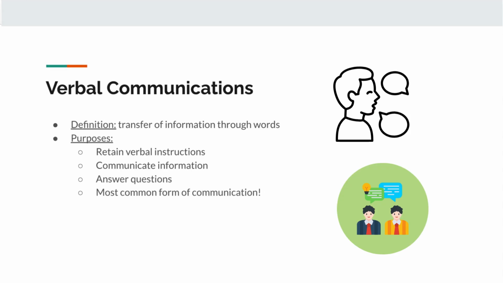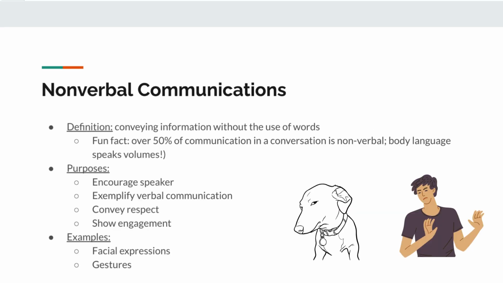Next is verbal communications. This is what people think of when they think of communication skills. Verbal communications is the transfer of information through words, and the purposes of this are retaining verbal instructions, communicating information, and answering questions. There's also nonverbal communications.